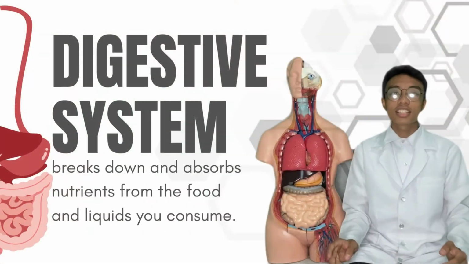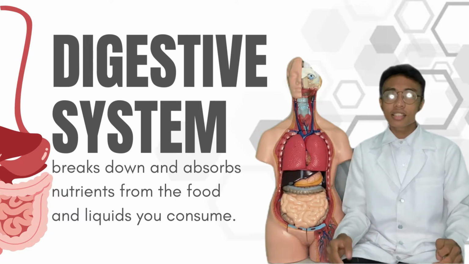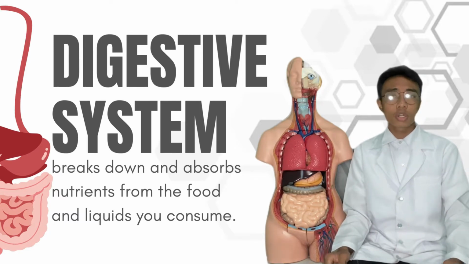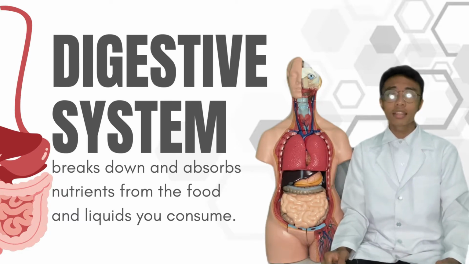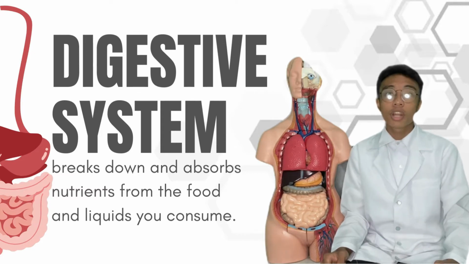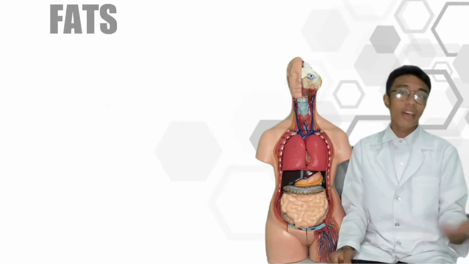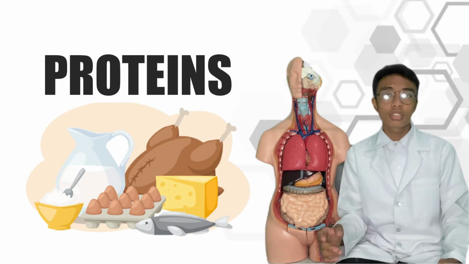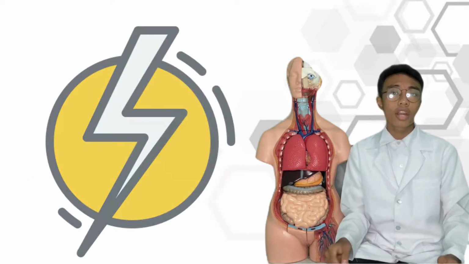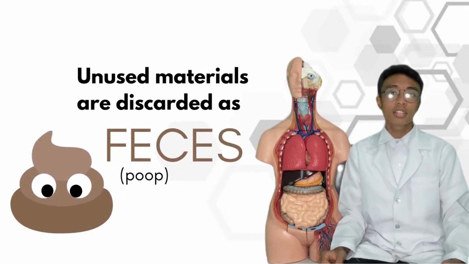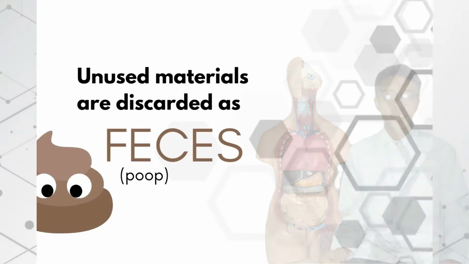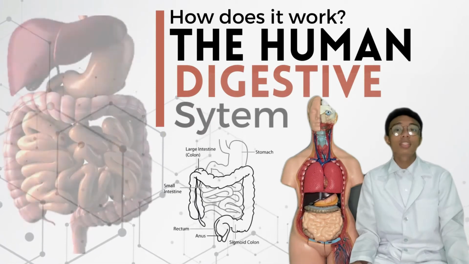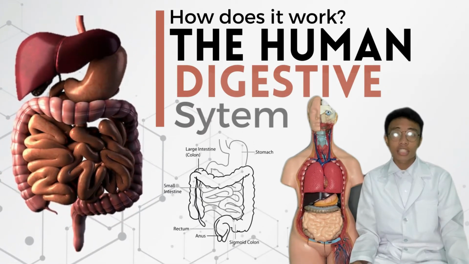What is the digestive system? The digestive system breaks down and absorbs nutrients from the food and liquid you consume. It breaks down food into nutrients such as carbohydrates, fats, and proteins. They can be absorbed into the bloodstream so the body can use them for energy, growth, and repair. Unused materials are discarded as wastes. Now, let's proceed to the discussion of the parts of the digestive system.